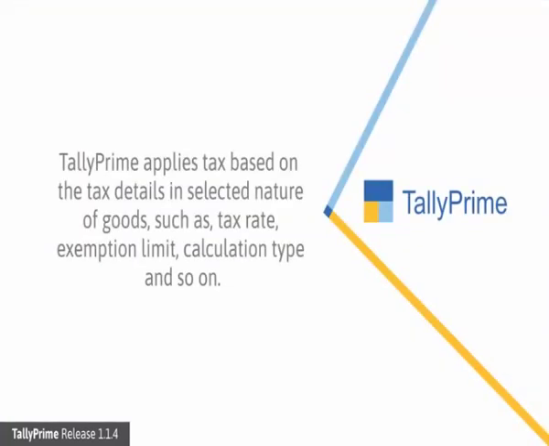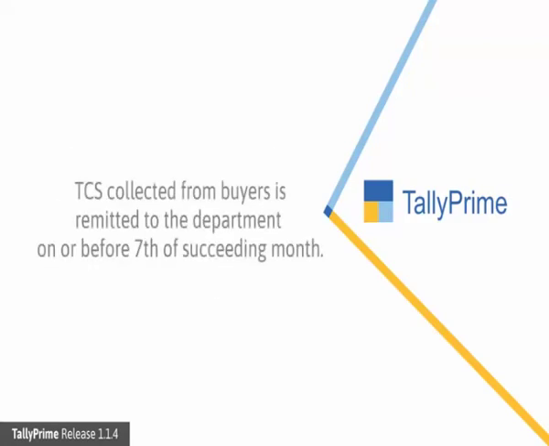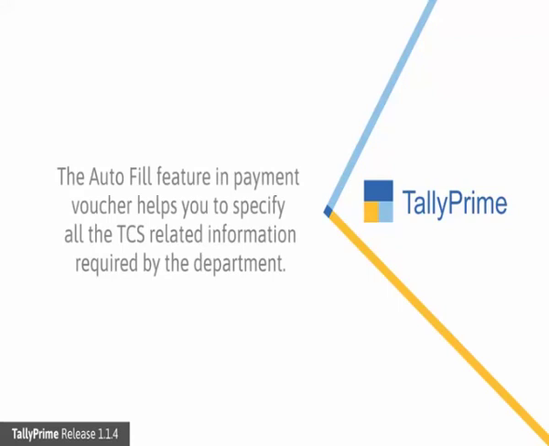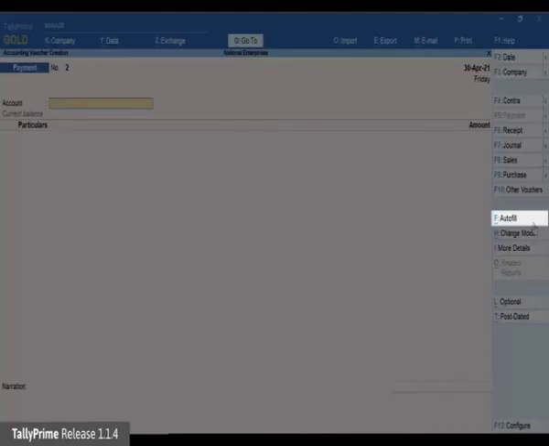You can similarly create nature of goods for other TCS eligible natures such as scrap, timber, tendu leaves and so on, and configure tax rate, calculation type, exemption limit for tax calculation. You can pay the TCS collected to the department on or before 7th of succeeding month. You can use the autofill option in the payment voucher to specify the TCS related information required for payment of duty to the department. Click Autofill.